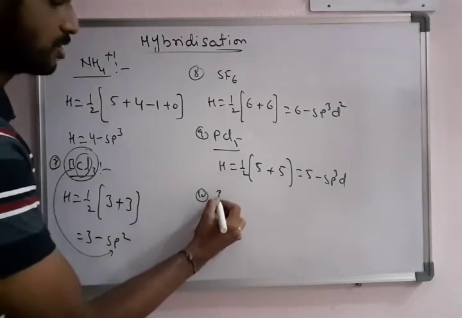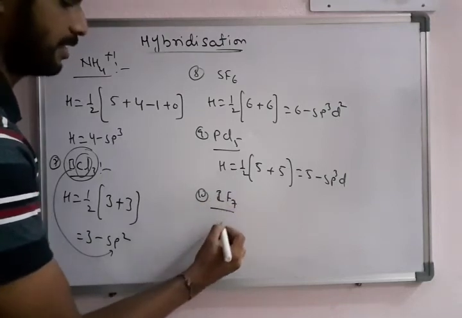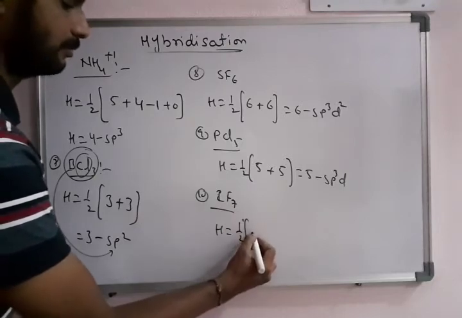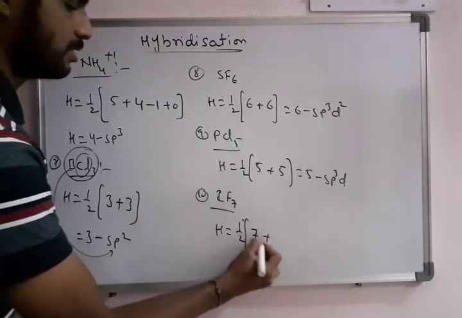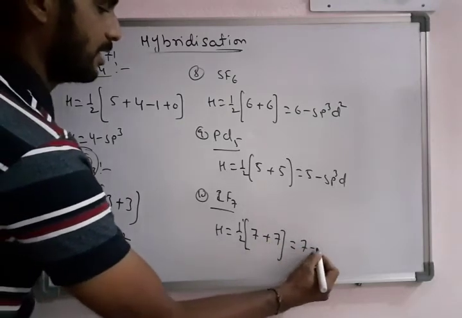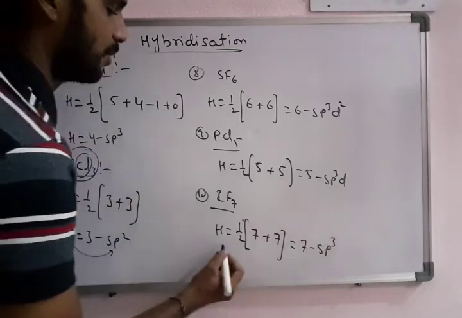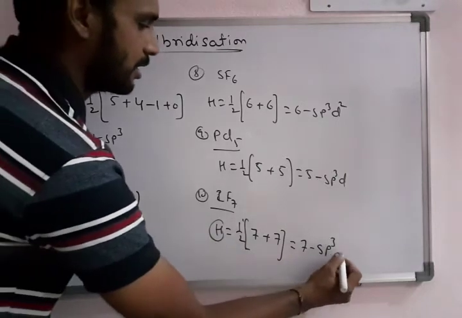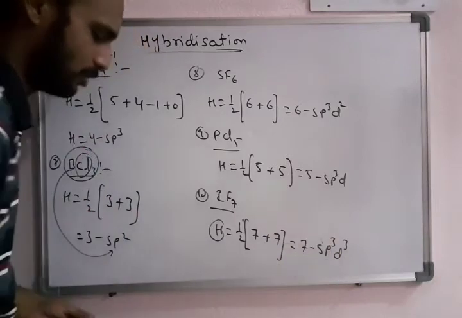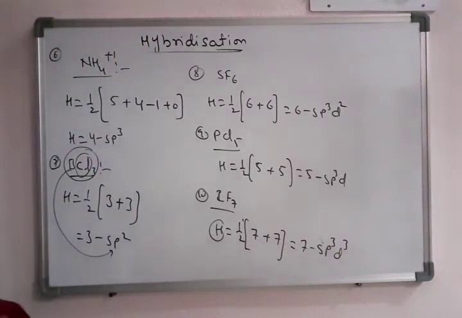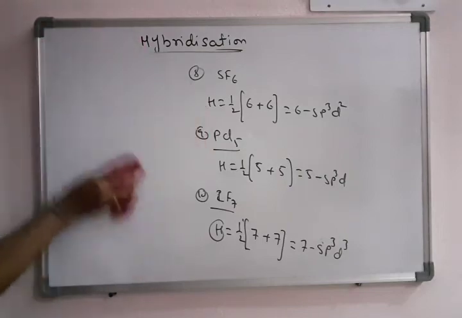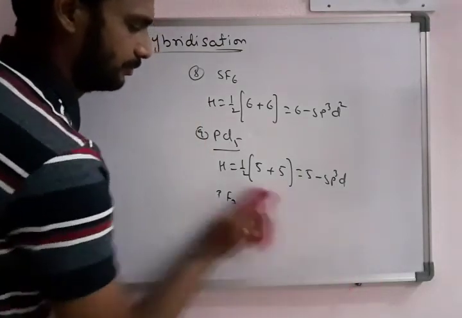Here take the last one, IF7. The central atom is iodine, having 7 valence electrons and 7 monovalent atoms. There is no charge on them. 7 and 7, we know that if the number of hybrid orbitals is 7, that is sp3d3. Okay, now we apply this formula for some more molecules.